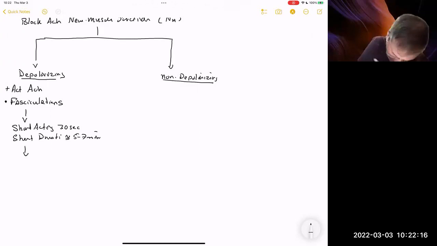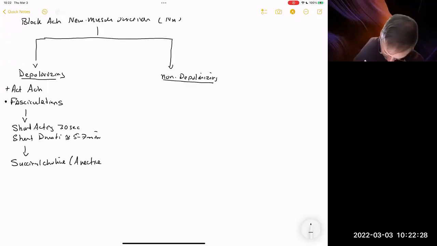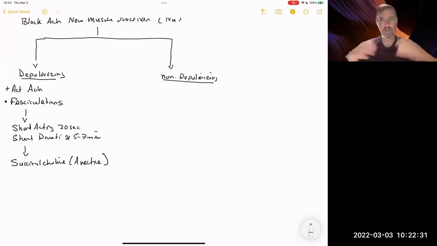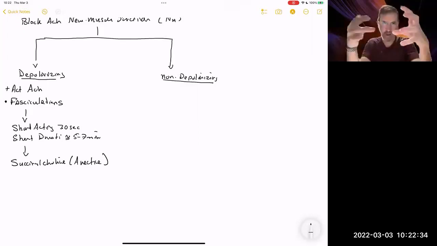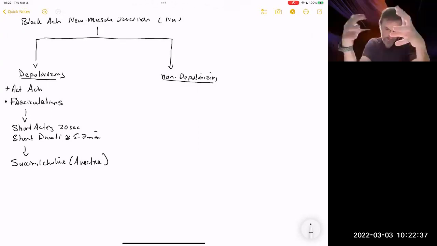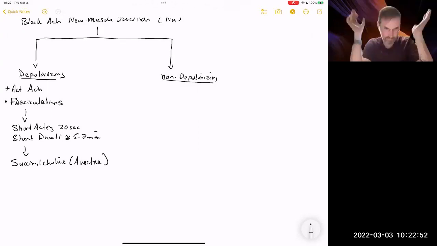The only major one that we use in the United States is succinylcholine, also known as Anectine. Essentially, succinylcholine is just two acetylcholine molecules bound together, with a little carbon bridge that holds them together. So it acts a lot like acetylcholine. It just doesn't stop as quickly as acetylcholine, so it can stay in there longer than acetylcholine and cause paralysis.